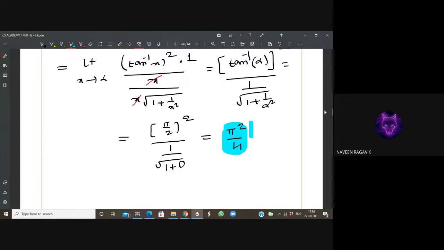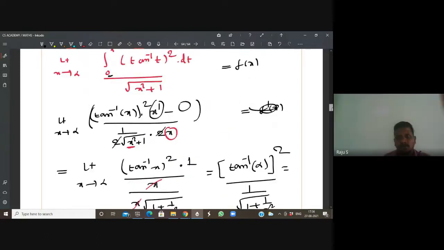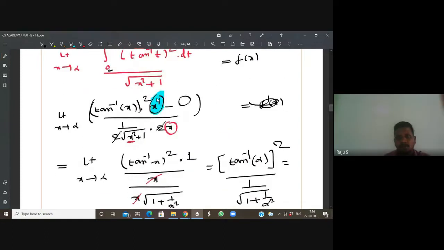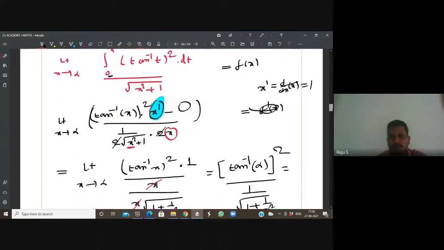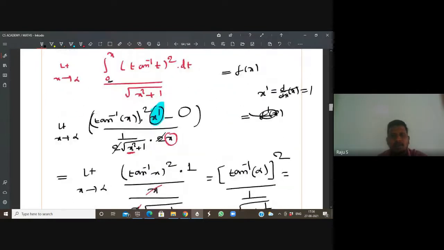Sir, what happened to that x dash here? X dash, the derivative of x, is what? 1. Got it? X dash is nothing but d by dx of x, the derivative of x, which is 1. Okay? X dash is 1. Clear?